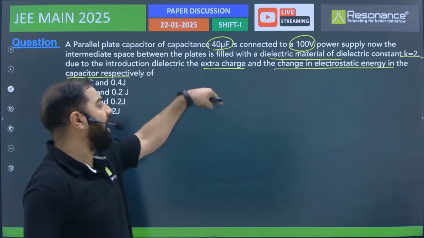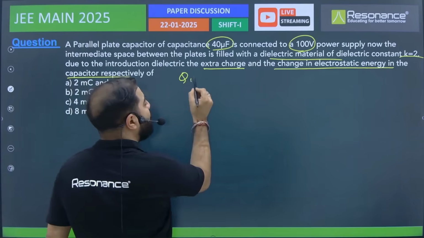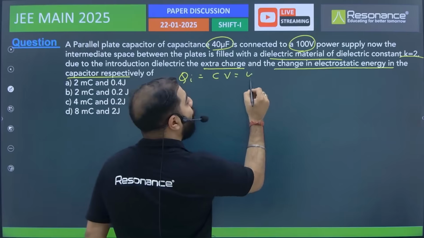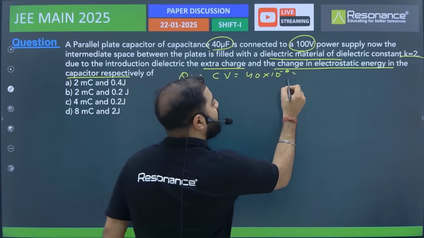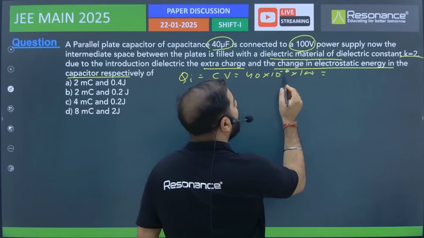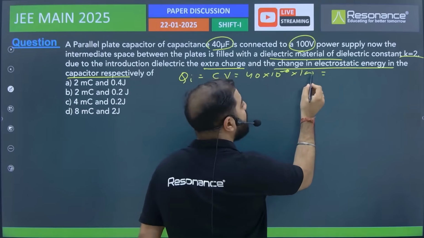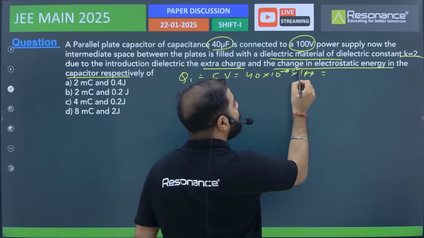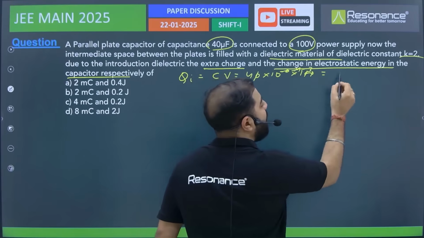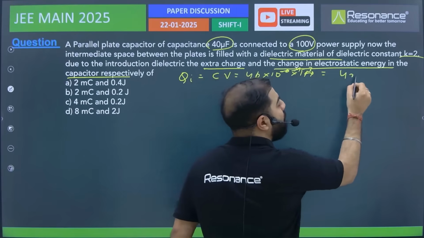So we have to find the extra charge. Let's find out what is Q initial. Q initial is CV. C is 40 times 10 to the power minus 6, into V equals 100. That turns out to be 4 into 10 to the minus 3, which is 4 millicoulomb.